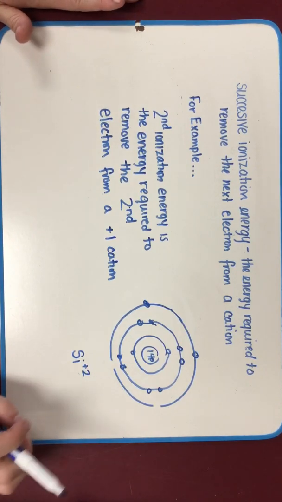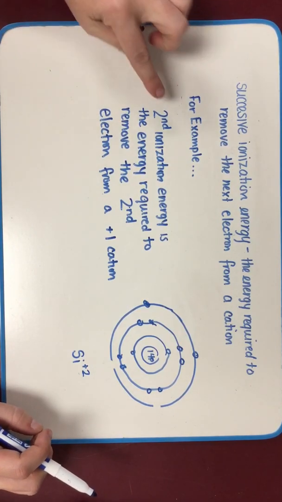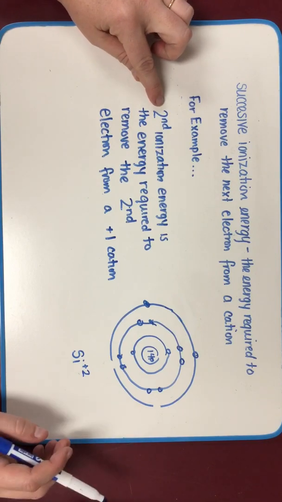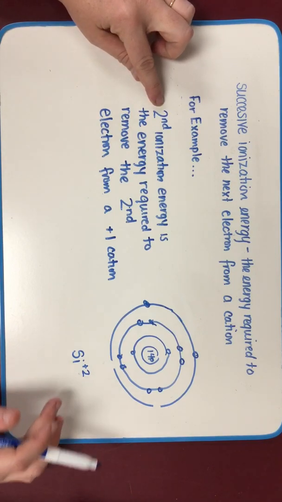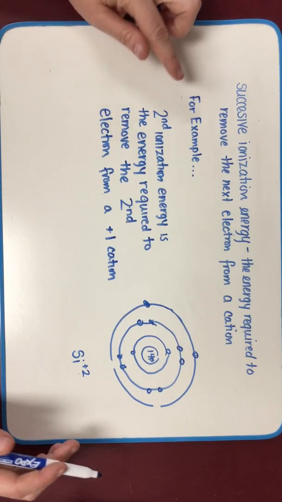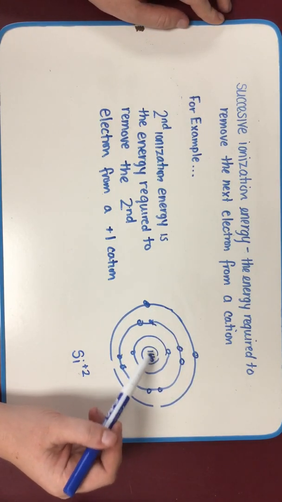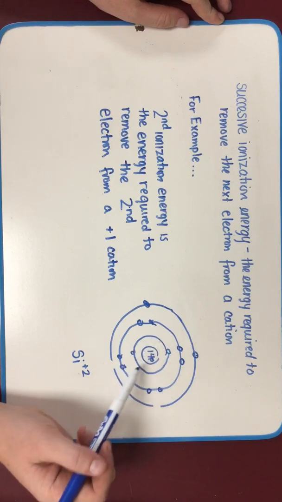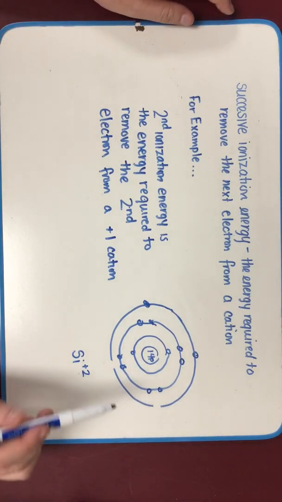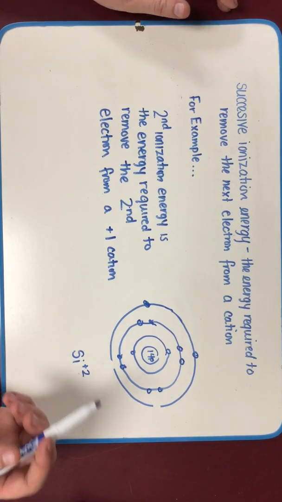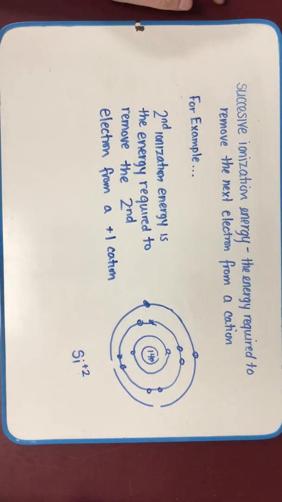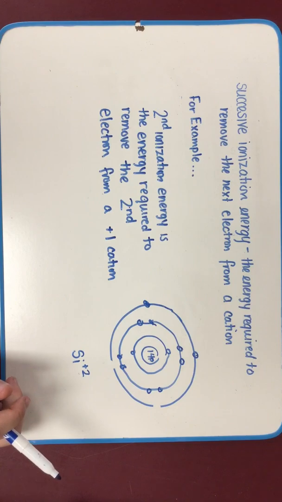Now, if we're looking at an individual element, the second ionization energy is always going to be bigger than the first. The third will always be bigger than the second. The fourth will always be bigger than the third. The more electrons you remove, the stronger the protons are going to pull on the remaining electrons. So it's always going to take a little bit more energy than it did the prior one. But that's actually not what we're going to be comparing.